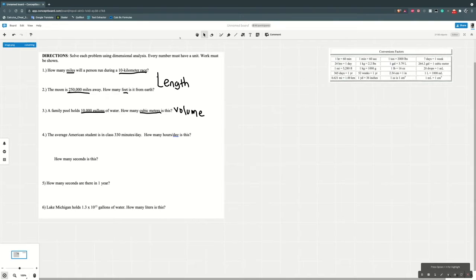So now it's asking, the average American student is in class 330 minutes a day. How many hours a day is this? So 330 minutes per day. It's asking for hours.